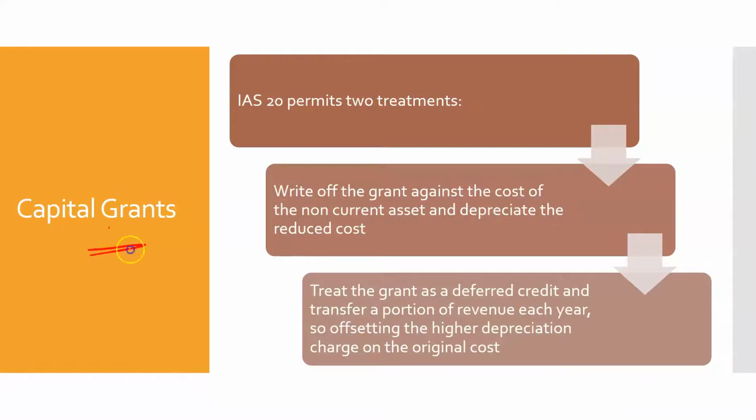So in terms of capital grants, there's two options, and they're kind of straightforward as well. Write off the grant against the non-current asset. So you bought the thing for, we'll see a question, 10,000, you get a grant of 5, literally deduct the 5 off the 10 and just depreciate as normal.